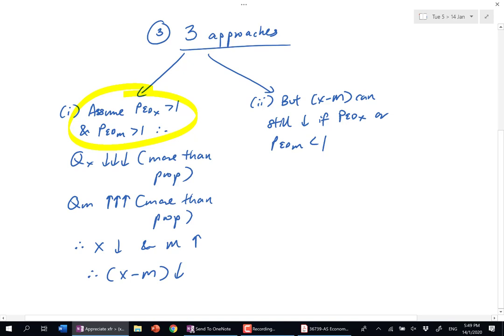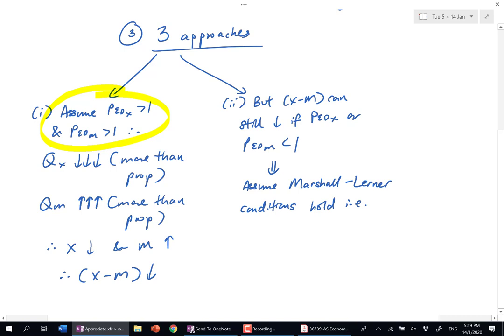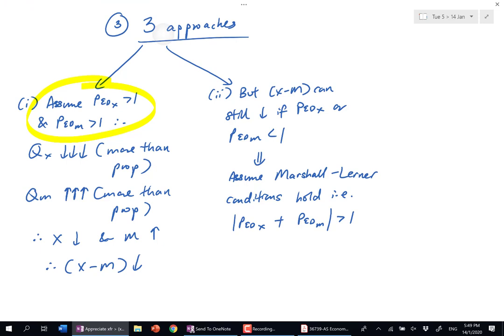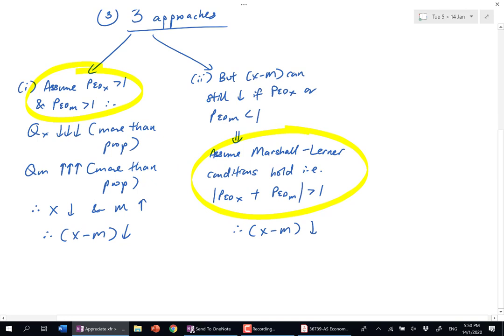So this approach was devised by two people, Alfred Marshall and someone Lerner. And it's called the Marshall-Lerner condition. So for them, if you assume the Marshall-Lerner condition holds, in short, they call it MLC. So what is the Marshall-Lerner condition? PED X plus PED M is greater than 1. You see the assumption is different now? So if you assume the sum is greater than one, net exports can still fall. You follow? How do you get this limiting condition? No need to know. Like I said, it was done through calculus.